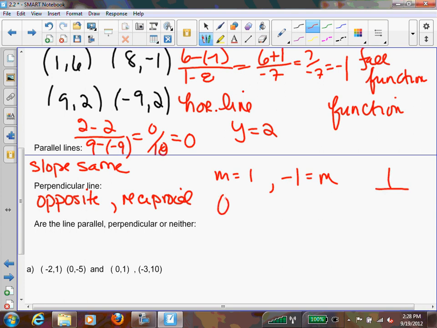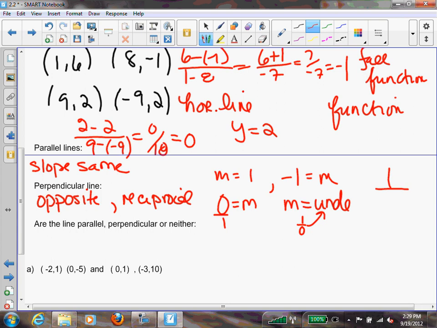What about these ones? If slope is 0 and slope is undefined. Parallel? Perpendicular, right? Think about it. If this is 0, then isn't the reciprocal 1 over 0, which is undefined? And 0 is neither positive nor negative. It has no sign. It just is what it is, okay?